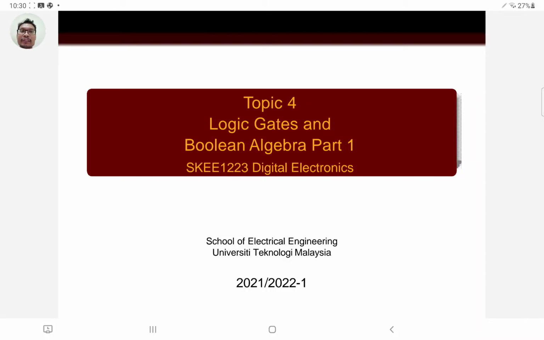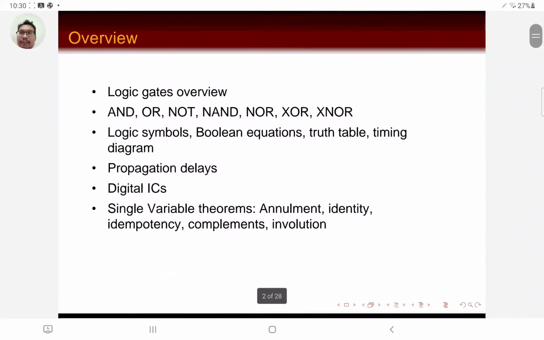So let's proceed with our next topic, topic 4 on logic gates and Boolean algebra part 1. So this is the overview of the content for this week's lecture. We're going to go through basically this week for logic gates.